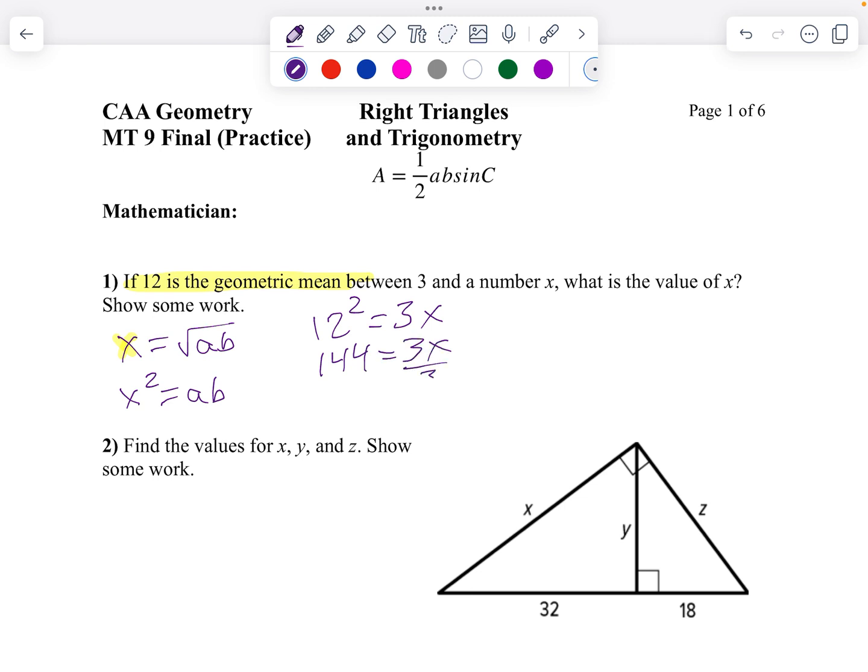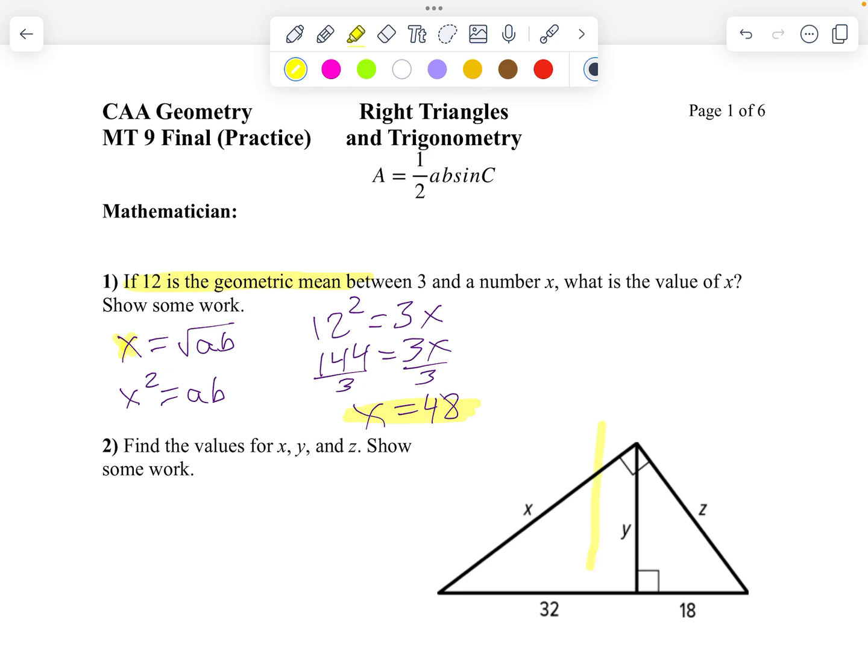I'll divide by 3. So 144 divided by 3 is 48. That's what you should have got for question number 1.